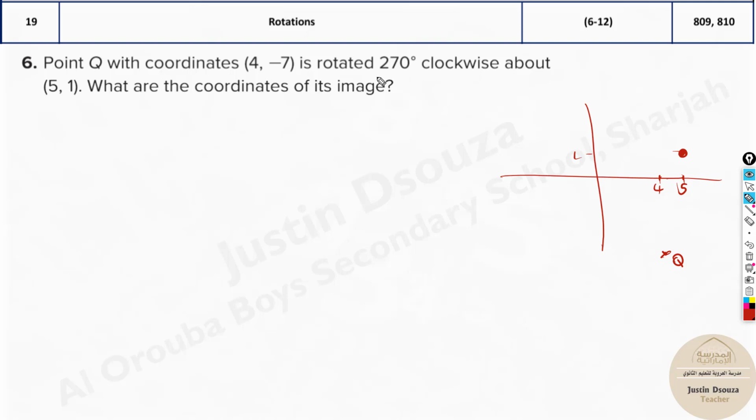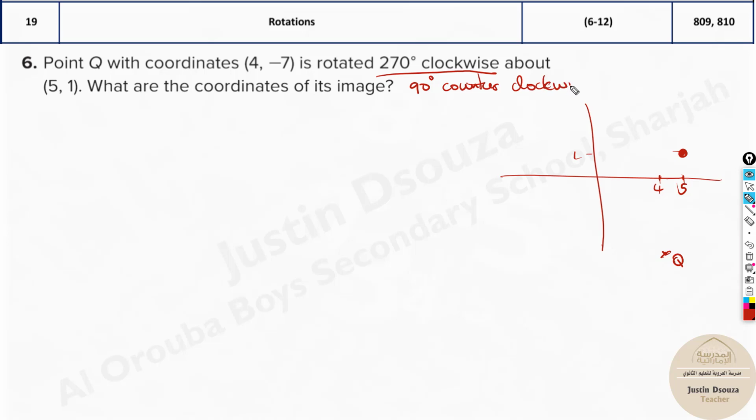Now one thing, let me just sort this out. 270 degrees clockwise means from here it's coming till over here, right? What is it counterclockwise? It's 90 degrees. So just subtract it from 360, you get the answer. So this is the same as 90 degrees counterclockwise.